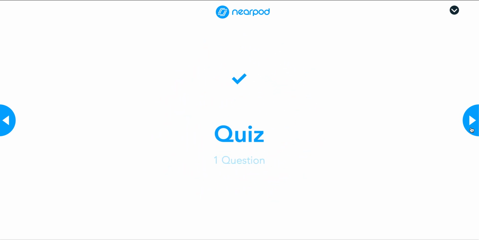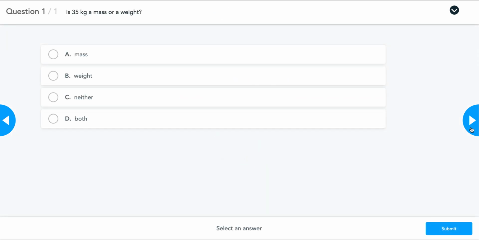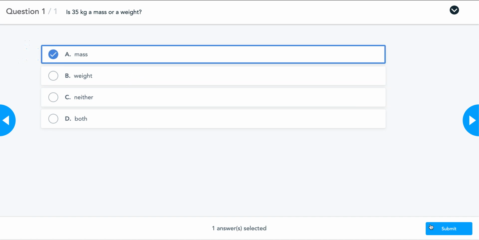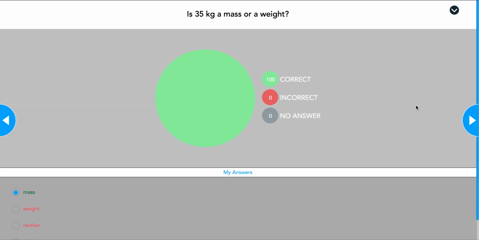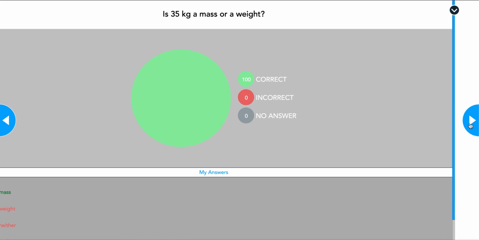All right, folks, let's do a couple practices first. First thing, I want you to go ahead and answer this question. Is 35 kilograms a mass or a weight? Go ahead and answer the question on Nearpod. All right, 35 kilograms tells us the amount of matter in an object, and so that is going to be a mass. And if you selected that answer, you've got the correct answer.